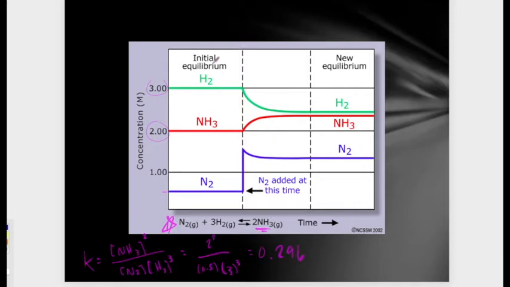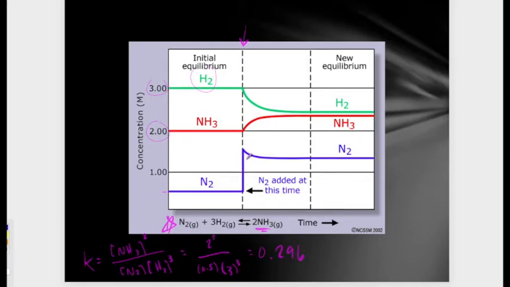Which kind of makes sense to me because I do have quite a bit of H2 reactant here. Okay, anyway, you can see that at this time we add a stressor because my equilibrium is broken because the system shifts. And you can see that suddenly my concentration of N2 jumps up. So the change that must have occurred is the sudden addition of N2.